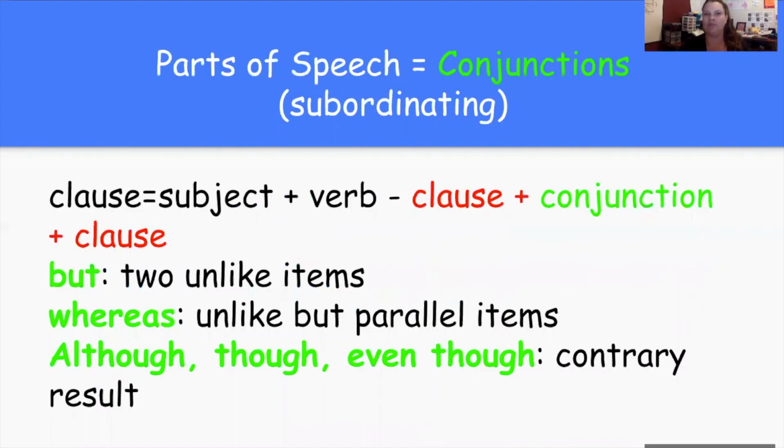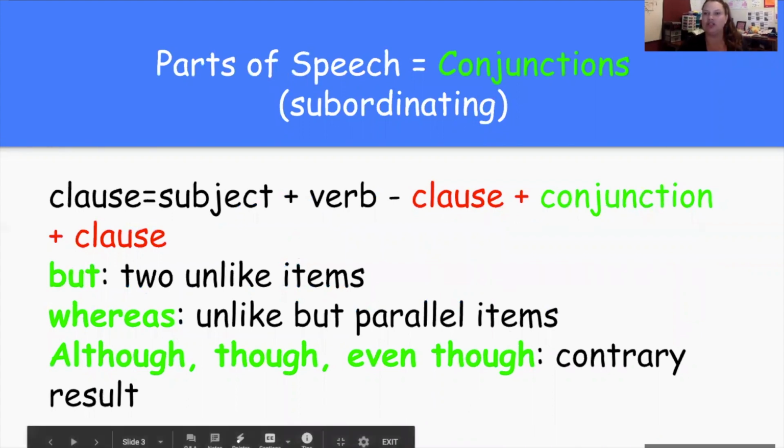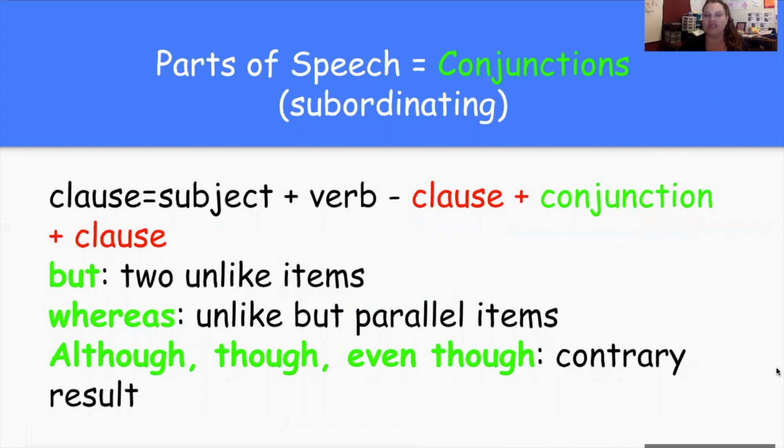Nice job. The part of speech that we're focusing on this week is conjunctions. More importantly, it is subordinating, which is a specific type of conjunction. So the first thing we need to look at, if you look down, we need to use some clauses this week. So a clause is a subject plus a verb.